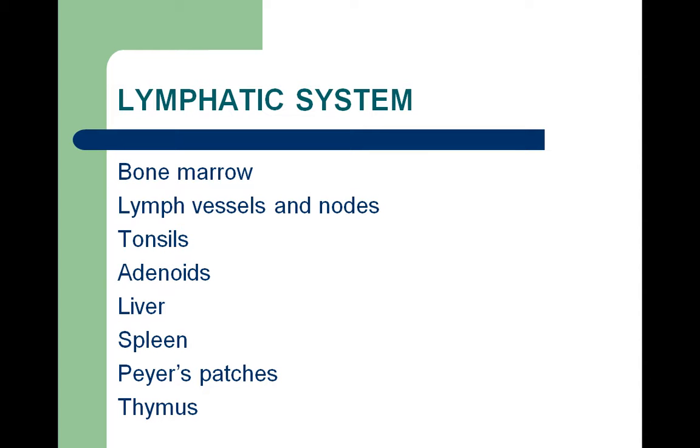Again, these are the primary organs of the lymphatic system. Lymphocytes are made in the bone marrow, as are most blood cells. However, once made in the bone marrow, some lymphocytes travel to the thymus gland to develop or mature. Those lymphocytes are called T cells. Other lymphocytes develop and mature in the bone marrow, and they're called B cells, and we will discuss them later.